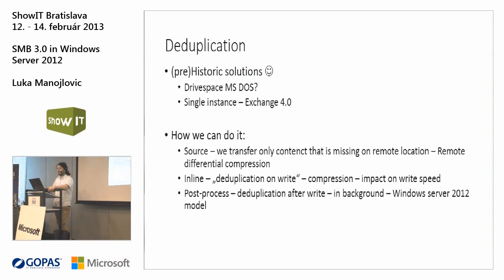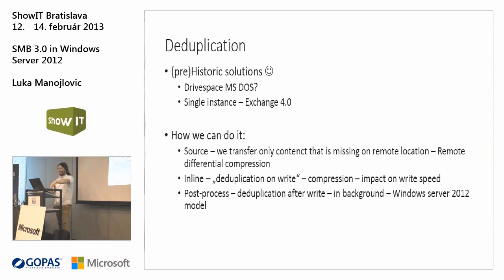Okay, how can we do deduplication? Well, we can do it by comparing the source. We transfer only content that is missing on the remote location. For example, remote differential compression does that. Or inline deduplication on write, for example compression on NTFS volumes, but it makes an impact on write speed because it needs to compress on the fly.